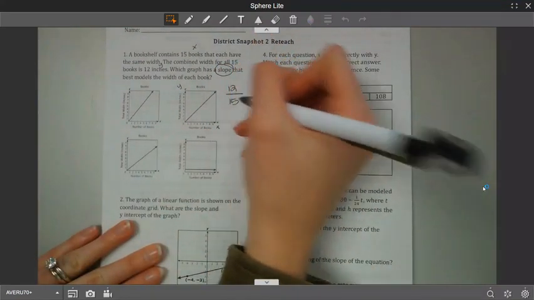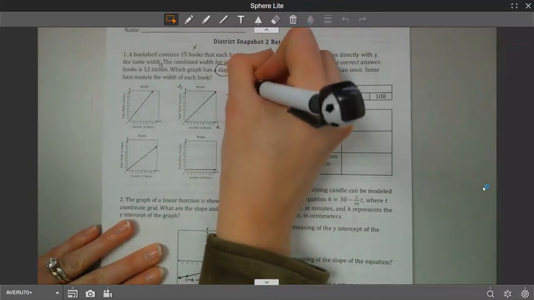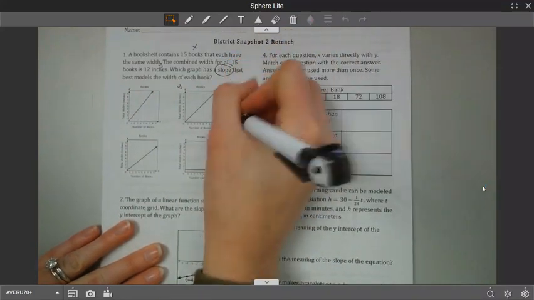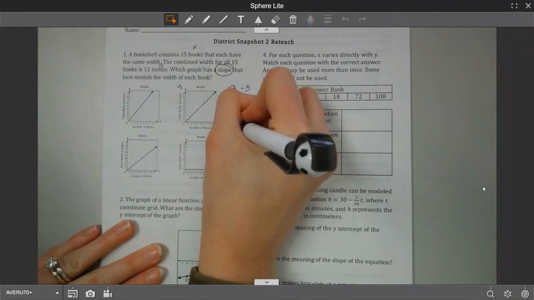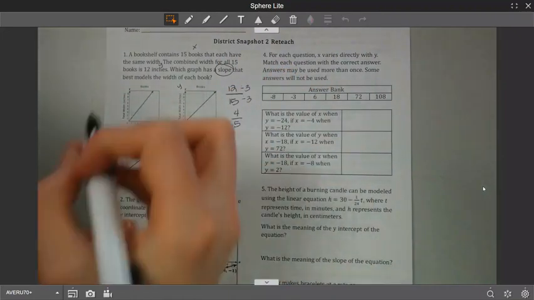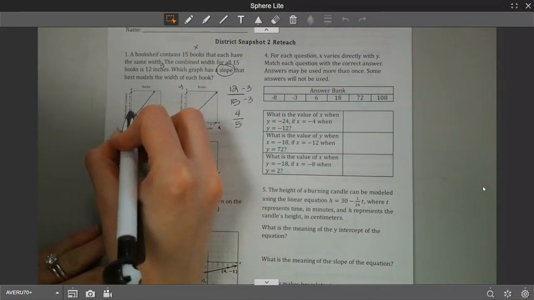Both 12 and 15 are divisible by 3, so I get 4 over 5. So I'm looking for a graph that goes up 4 over 5.